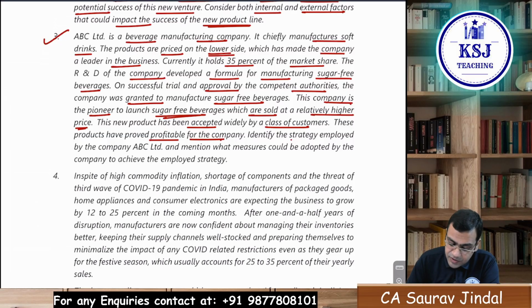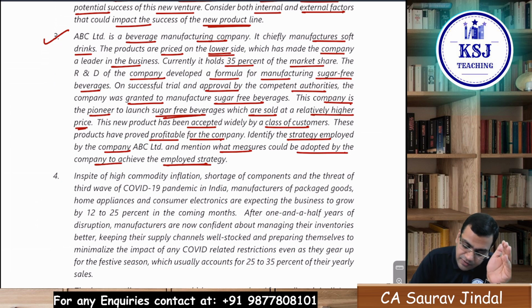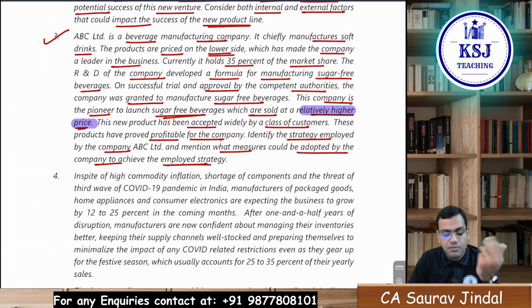Identify the strategy employed by the company and mention what measures could be adopted by the company to achieve the employed strategy. So basically there are 3 strategies. One is low cost, second is differentiation, third one is focus differentiation. Now what are they doing: low cost? No, sir. Why? Because it is clearly mentioned in the question that they are selling it at a relatively higher price. So it cannot be a low cost strategy in any case, right?